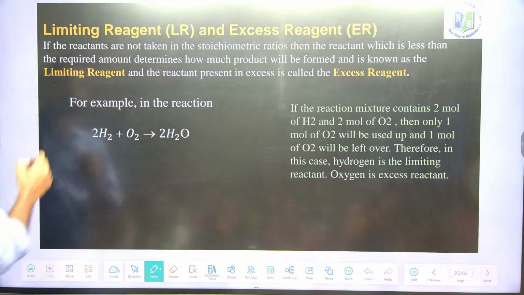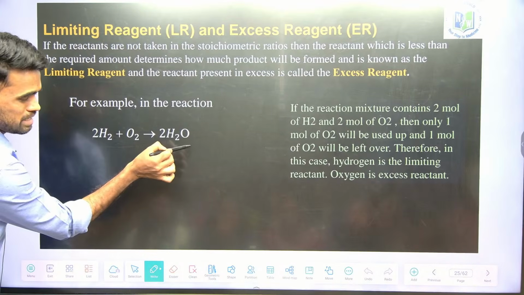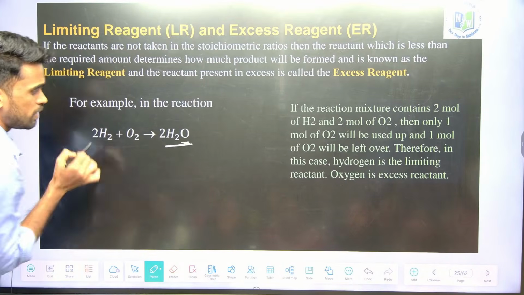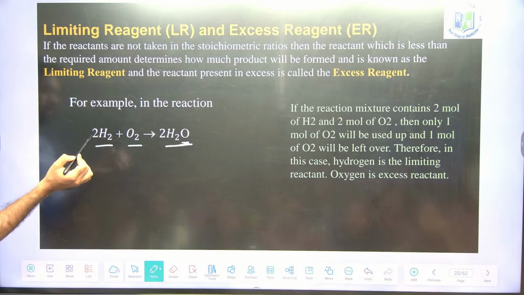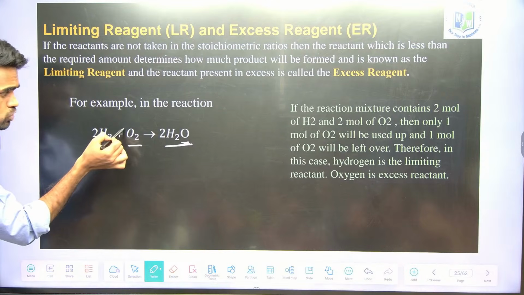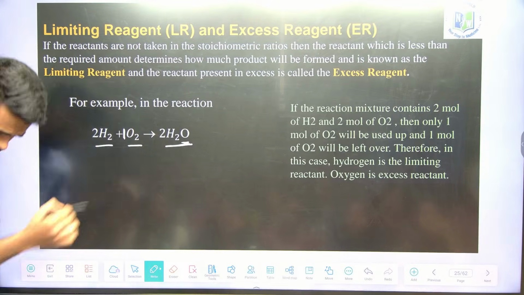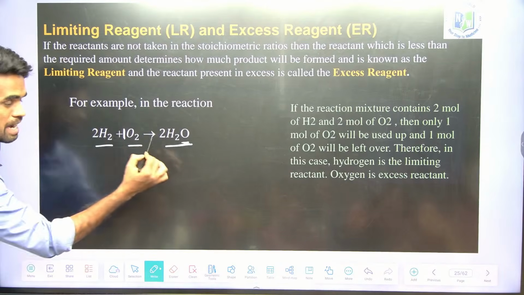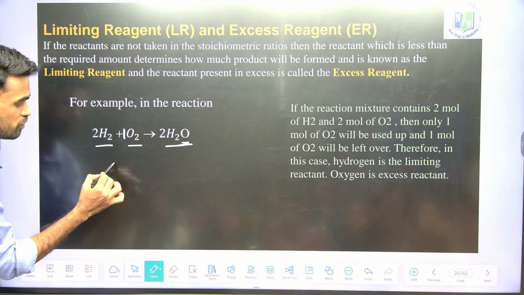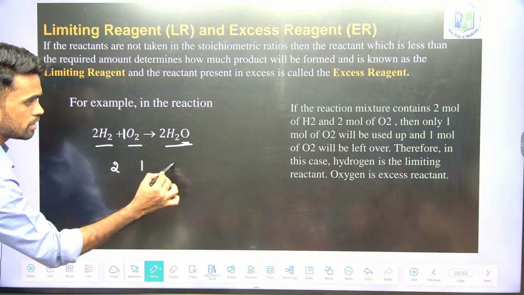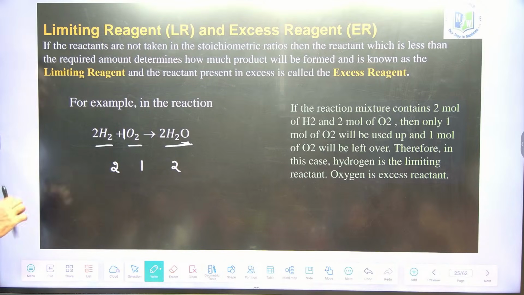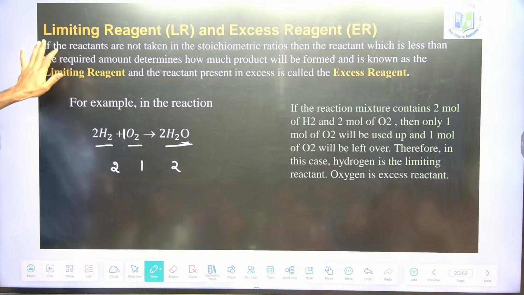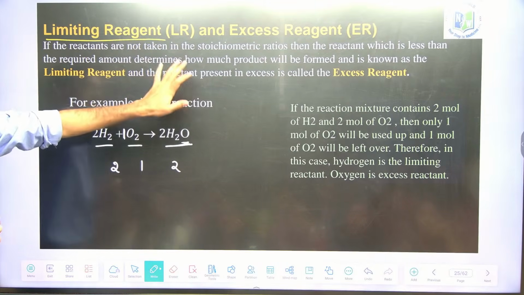So see here, we need to produce water. For that, H2 plus O2 should be reacted. So balance that equation. Is this balanced or not? Balanced. So 2H2 plus 1 O2 gives 2H2O. Now it is a balanced equation. Take the stoichiometric coefficients 2, 1, 2. So this is the stoichiometric relation we have.